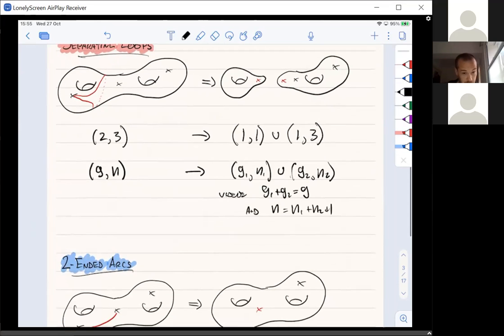So this is the general rule. Now you can see there's a lot more types of separating loops on finite type surfaces. Still, finitely many per surface. Okay, but what's the story to this? The story is the surface splits. You can't avoid that, it's a separating loop. So the surface splits and the end splits.